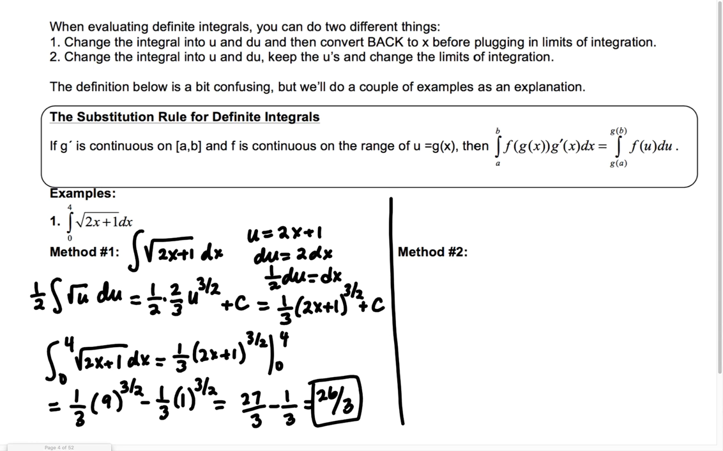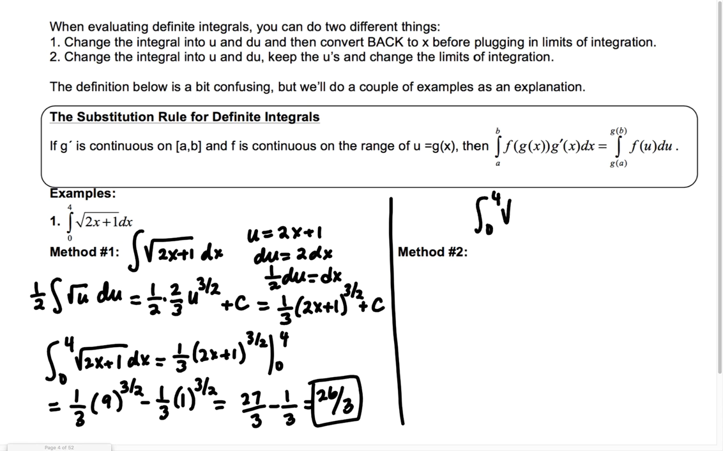Replace anything that has x with u. This includes anything that has x. And these numbers right here, the 0 to 4, those are x values, right? Isn't that just saying on the axis from 0 to 4, you're finding some kind of area under the curve? You guys remember that? Those are x values. So what we're going to do is change even those into u values.